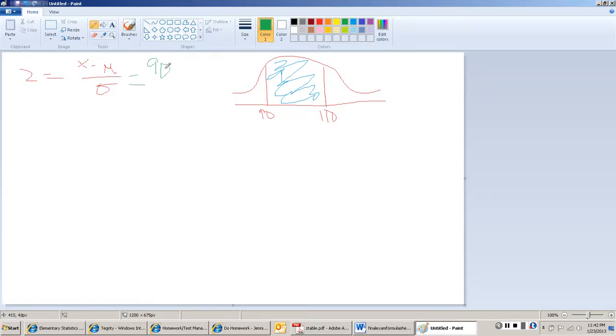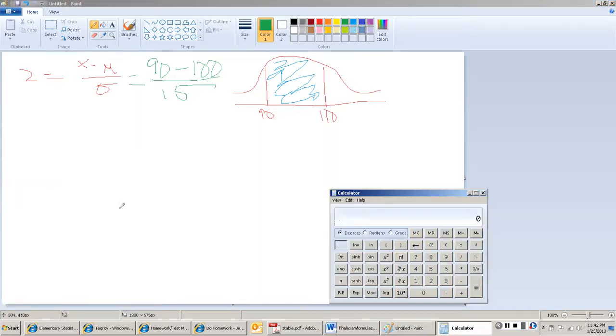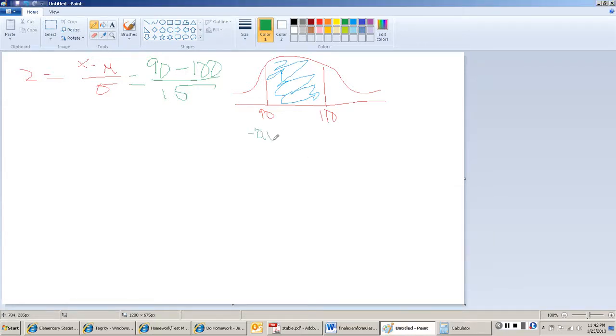So 90 minus 100, that's our mean we were given, divided by 15. So I'm going to bring up my calculator here. So I've got negative 10 in the top, negative 10. And it's not happy with me because it wants me to use its little signs here. Where's the negative sign? There we go. Negative 10 divided by 15. So negative 0.67. So this is negative 0.67.